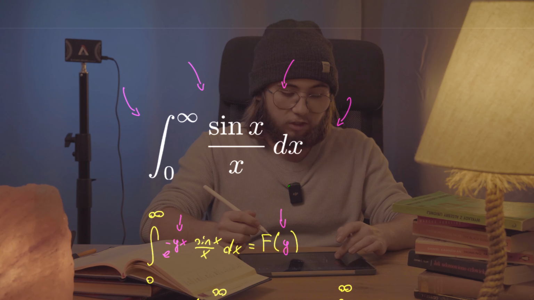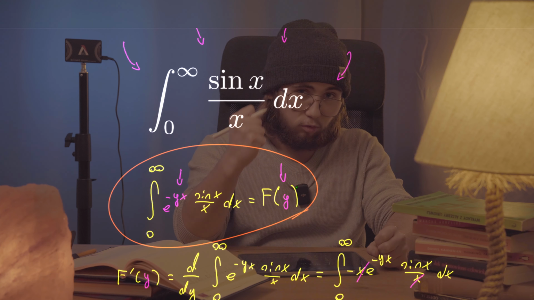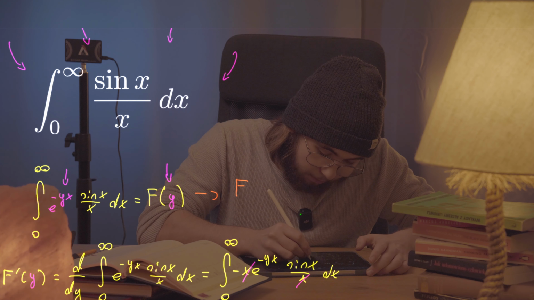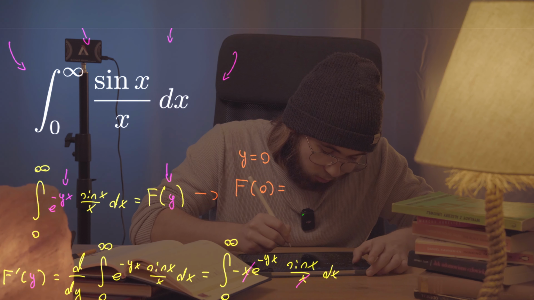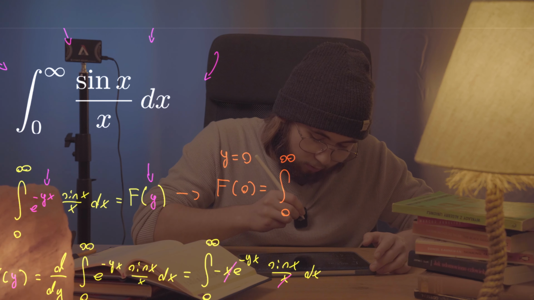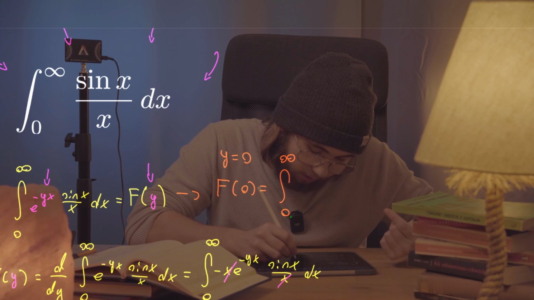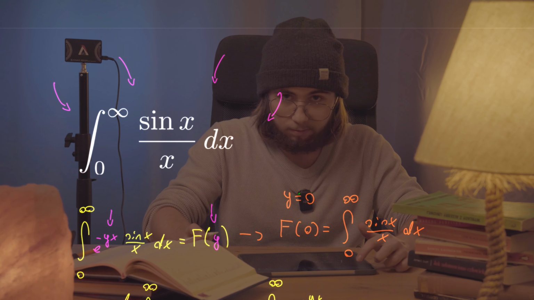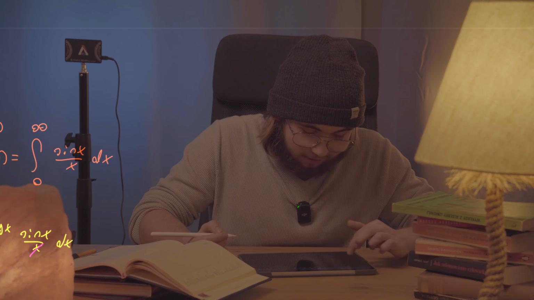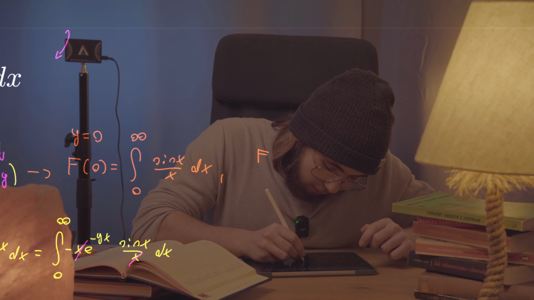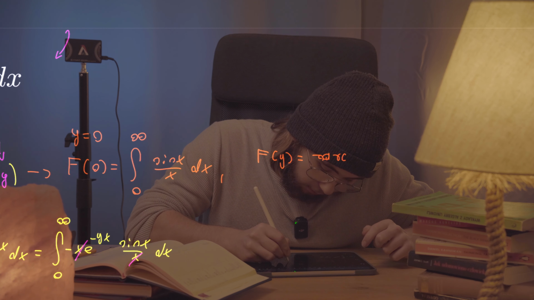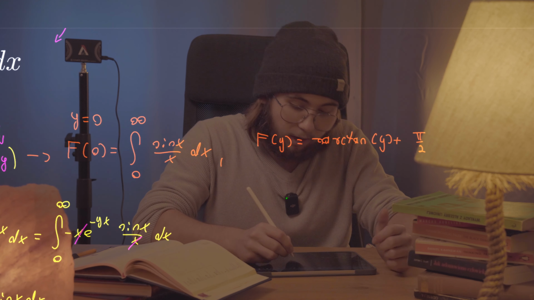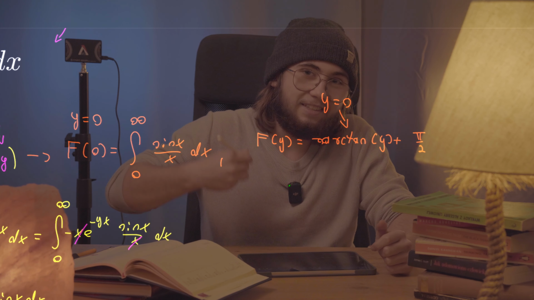And now, for the last time, just recall what f of y actually was. F of y, by our definition, was the integral we wanted to calculate. If we plug in y being equal to 0, then f of 0 would be equal to the integral from 0 to infinity of e to the 0, which is just 1, so just sine x over x dx, which is exactly the integral we wanted to evaluate in the first place. And so as f of y is equal to negative arctangent of y plus pi over 2, we just plug in y equal to 0 here and get the value of our integral.